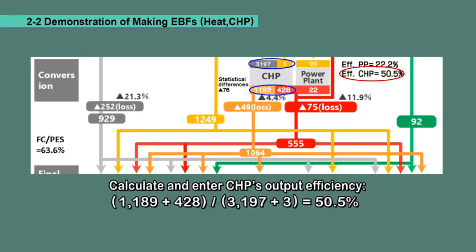Also, calculate the efficiency of CHPs. CHP's output energy is the sum of heat and electricity. Divide this value by the energy input. This shows that the efficiency of CHPs is 50.5%.